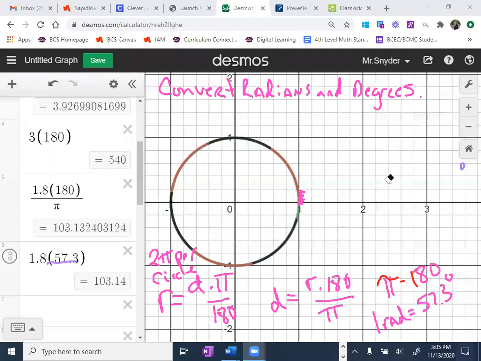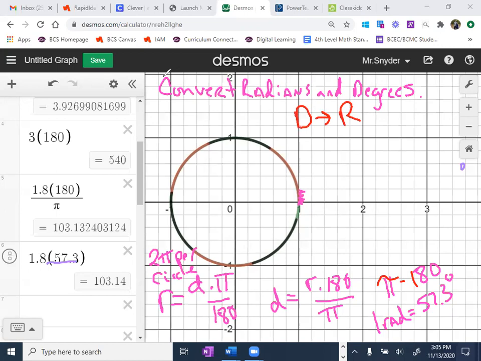All right, so in this video, we're going to focus on converting radians and degrees, but we're mainly going to focus on the idea of going from degrees to radians. And you'll notice at the bottom, I put some pretty important things. I know that pi is 180 degrees. I know 1 radian is 57.3 degrees.